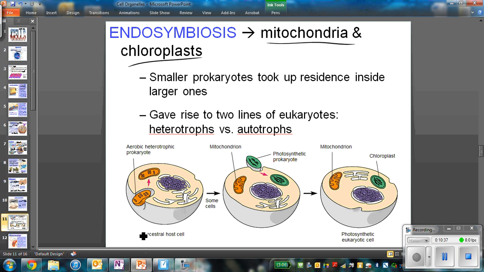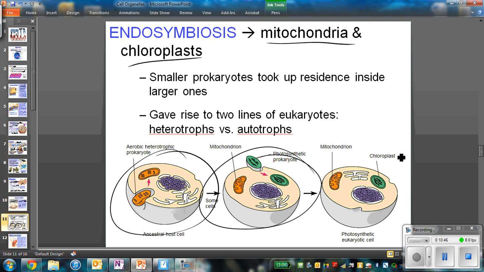So some animal cells will have just mitochondria in them. Some will have both in them, and plants really end up being the ones with both of them.